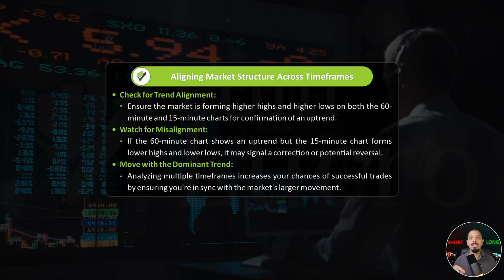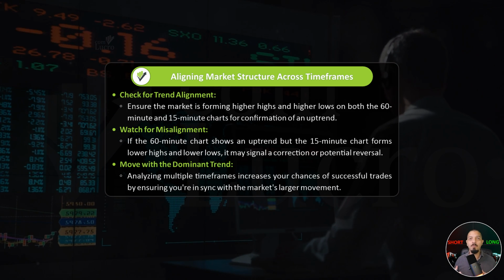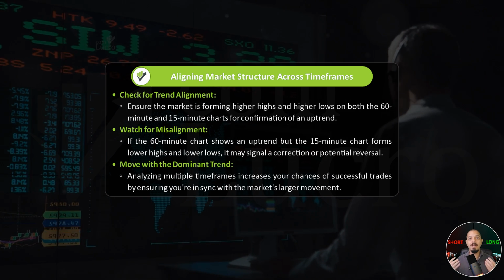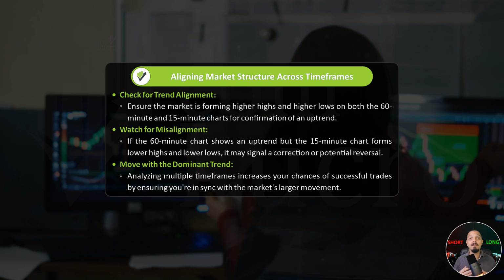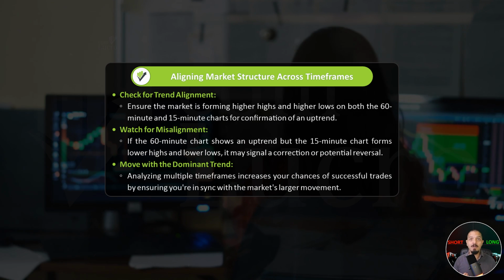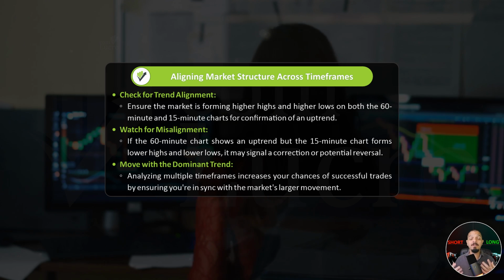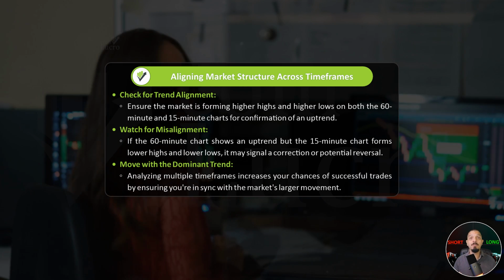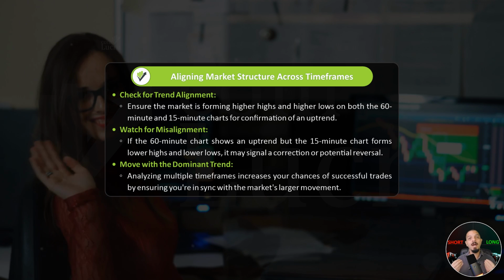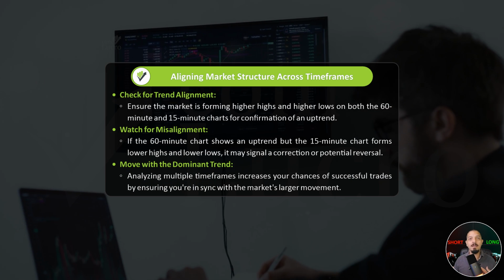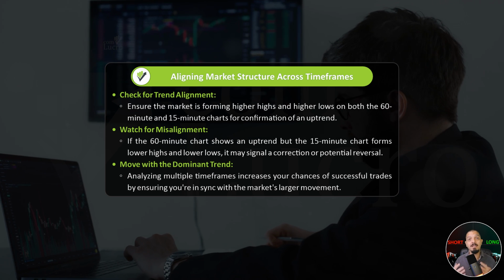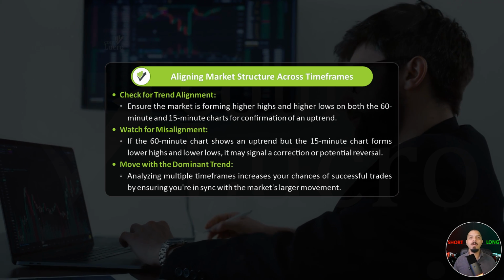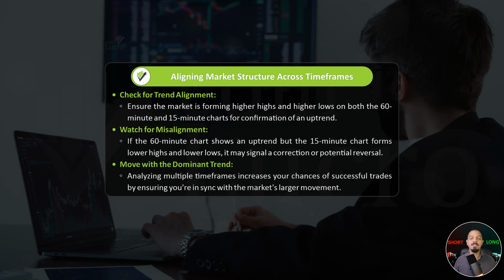The key to successful analysis is checking if the market structure is aligned across time frames. Here's how it works. On the 60-minute chart, if the market is forming higher highs and higher lows, it signals that the main trend is upward. When you check the 15-minute chart, you want to see confirmation that the market is also forming higher highs and higher lows. When both time frames show the same trend, you know the market is aligned. And this gives you greater confidence to place buy trades.